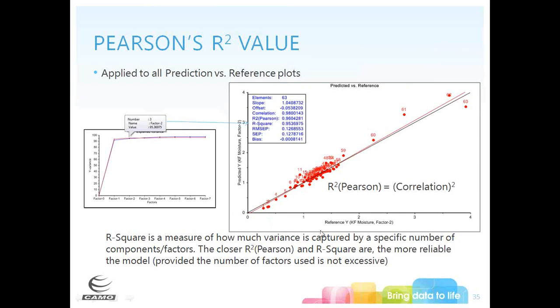And of course we want to have values for a good model where the Pearson's R squared and R square are close to each other. But of course we need to keep in mind that it's not all about getting a high R squared value. It is about modeling and being able to predict new samples from the models we develop.